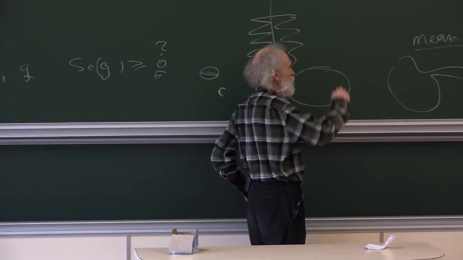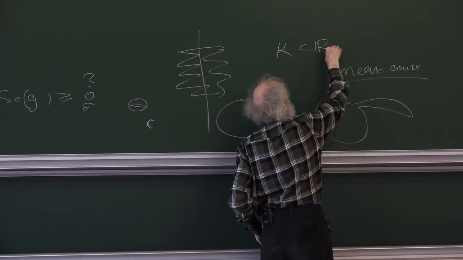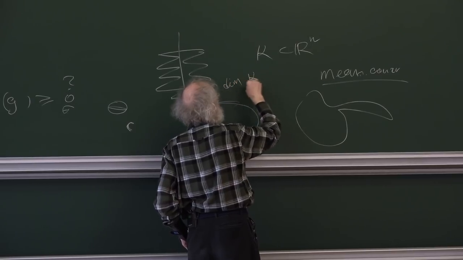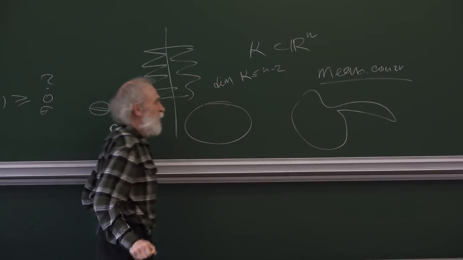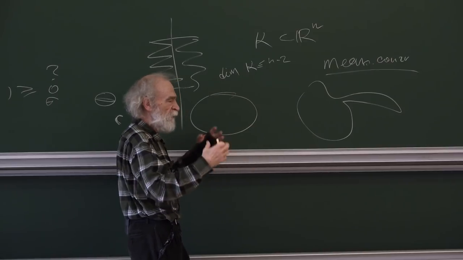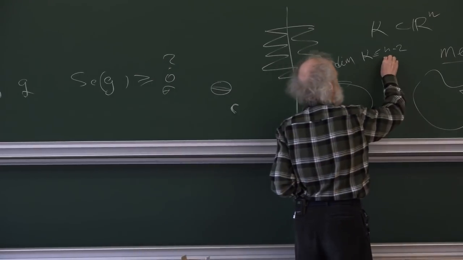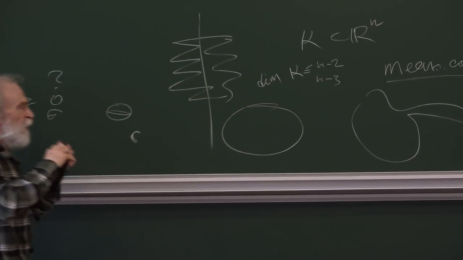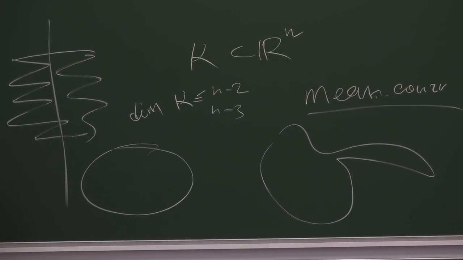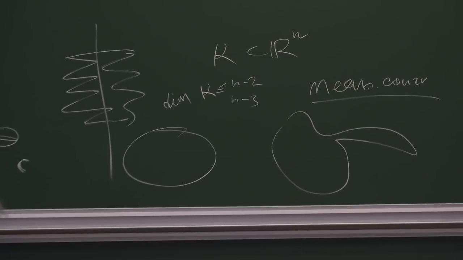So, as a simple example, if you have a kind of polyhedral subset K in Euclidean space, if its dimension is less than n minus 2, then if you take a small neighborhood, the boundary of this neighborhood will have positive mean curvature. Like you have a graph in 3-space, and around it you have positive mean curvature. And if it's n minus 3, then you have spheres around, and this has positive scalar curvature. And you can arrange it in a wide range of possibilities.